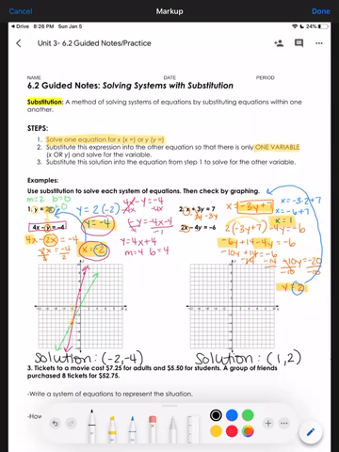Okay, so moving on, this problem says, oops, move this out of the way.